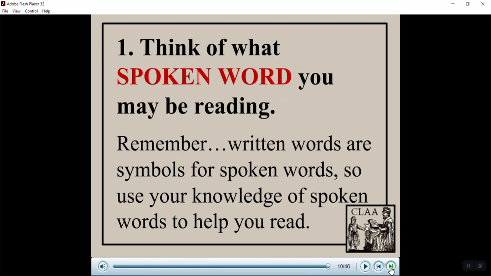The first step in reading English is to think of what spoken word you may be reading. Remember, written words are symbols for spoken words. So use your knowledge of spoken words to help you read. Think of what spoken word you may be reading.